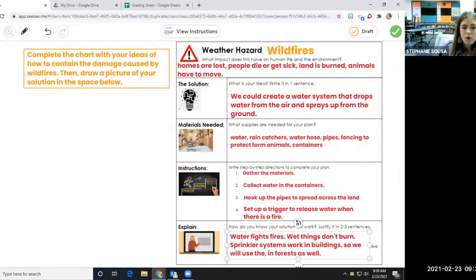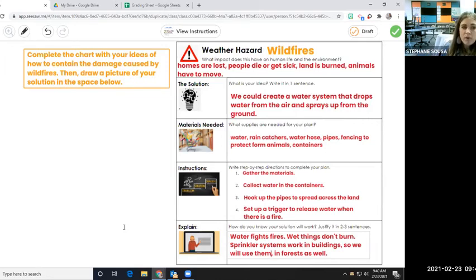So water fights fires. Wet things don't burn. Sprinkler systems work in buildings, so we will use them in the forest as well. Good thing I edited my writing. Okay.